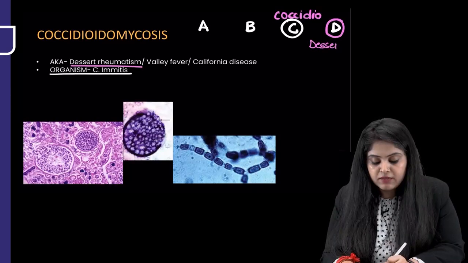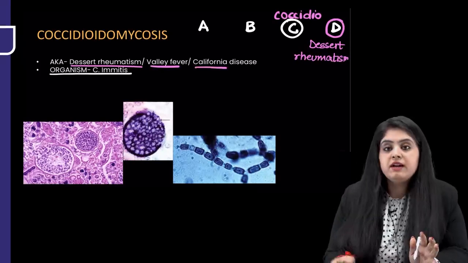So which desert will they give you a history of? See, look at this name very carefully. Either there's going to be some desert or there's going to be some California valley mentioned.